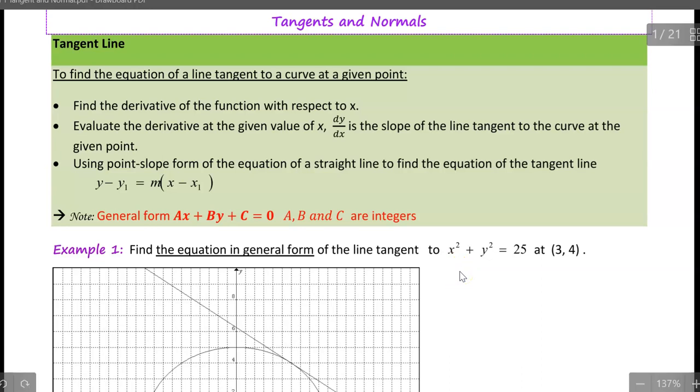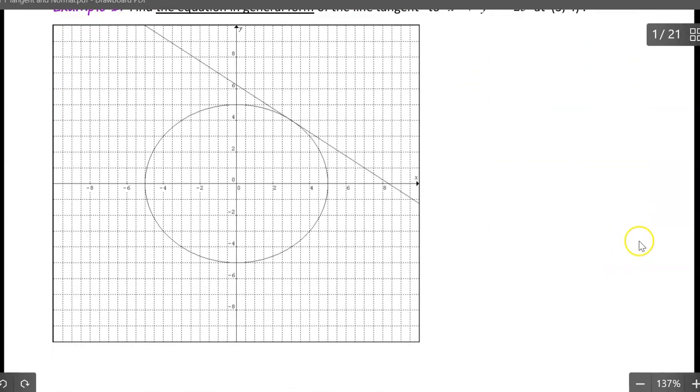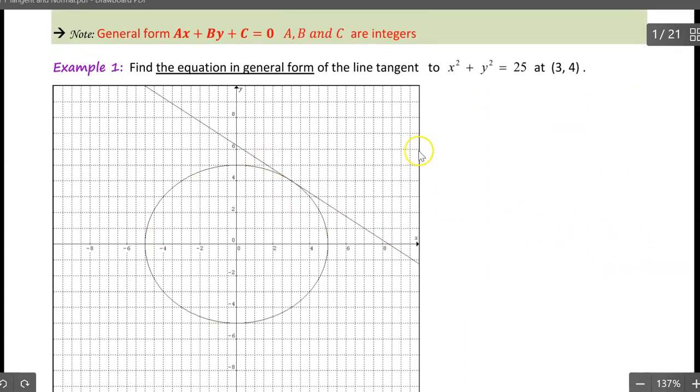Okay, so let's work with example number 1. I have a circle, and the equation for the circle is x squared plus y squared equal to 25. Excuse me. This equation represents a circle where the radius is equal to 5, because the square root of 25 gives you 5. So the radius for this circle is equal to 5.